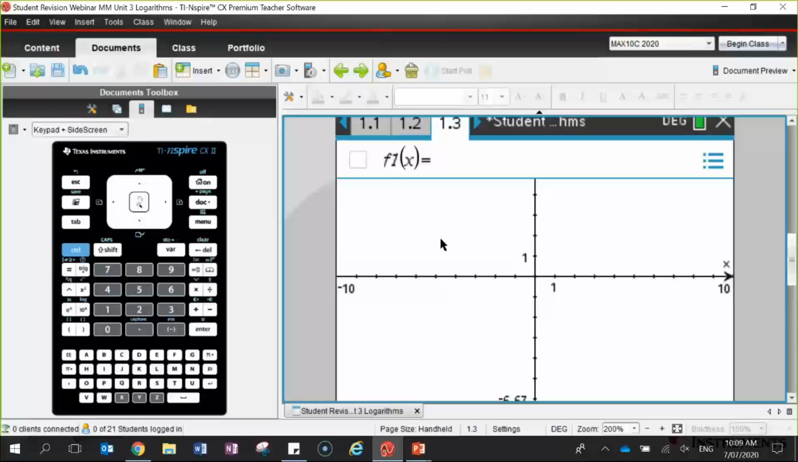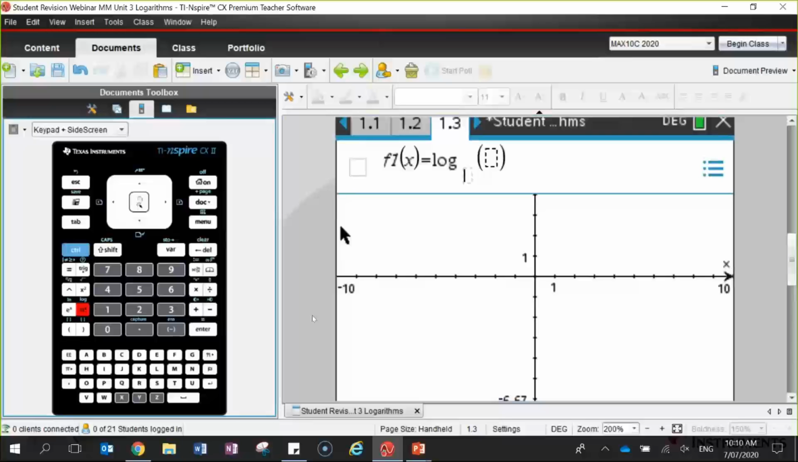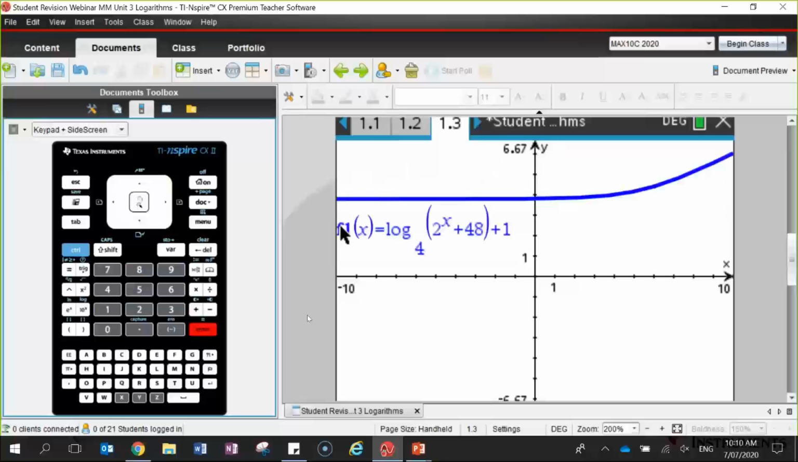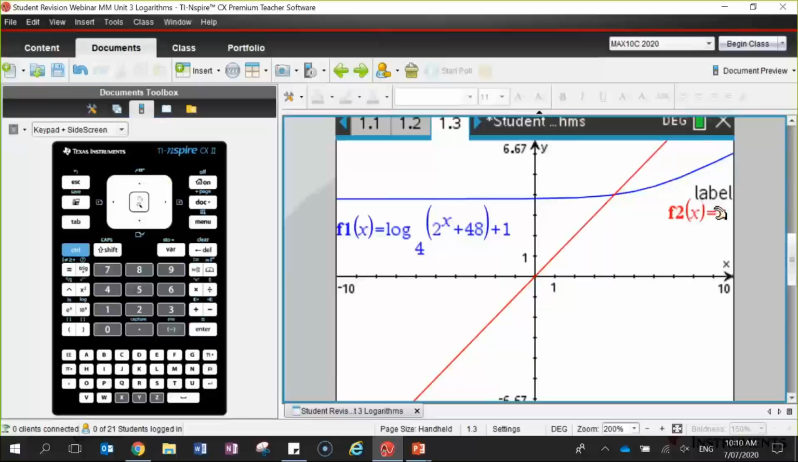Okay, so 2 functions. The first function I'm going to graph is the left-hand side of the equation, which is log base 4 of (2 to the power of x plus 48), outside of the bracket plus 1. I'm going to draw that graph. So that's the left-hand side of the equation. And the right-hand side of the equation, so pressing tab, is just x, so y equals x. I'm going to press enter there, and we can see that those 2 graphs actually intersect each other.